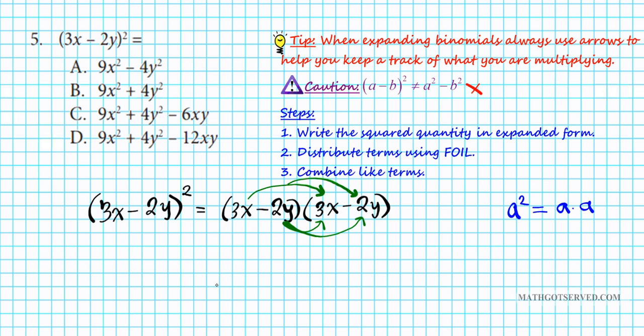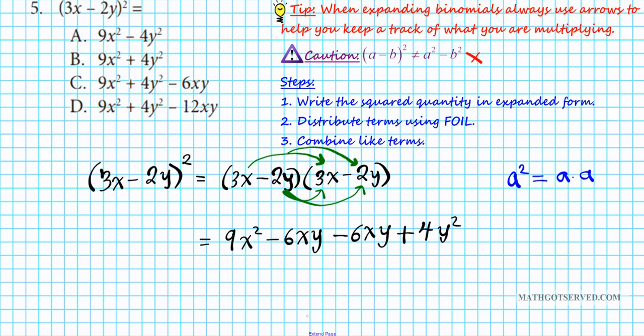Let's go ahead and distribute. So 3x times 3x is 9, 3 times 3, 9. X times x is x squared. 3x times negative 2y is negative 6xy. Negative 2y times 3x is negative 6xy. Negative 2y times negative 2y is minus times minus is plus. 2 times 2 is 4. Y times y is y squared.